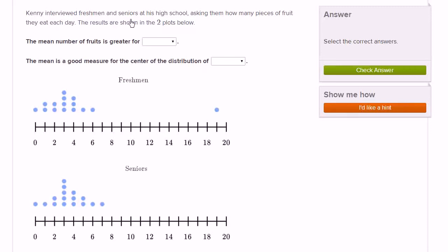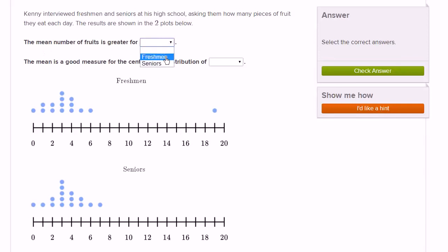Kenny interviewed freshmen and seniors at his high school, asking them how many pieces of fruit they eat each day. The results are shown in the two plots below. And so the first statement that we have to complete is the mean number of fruits is greater for, and let me go to the actual screen, is greater for, and we have to pick between freshmen and seniors.